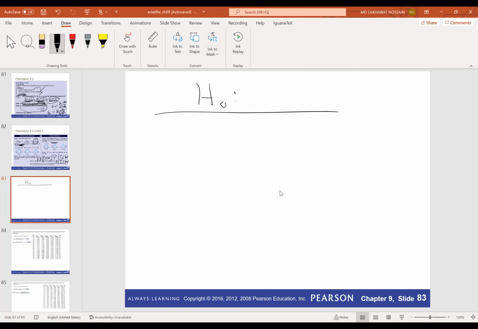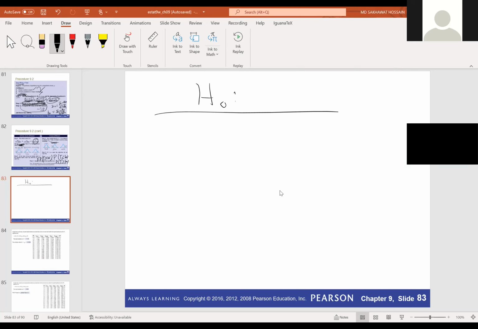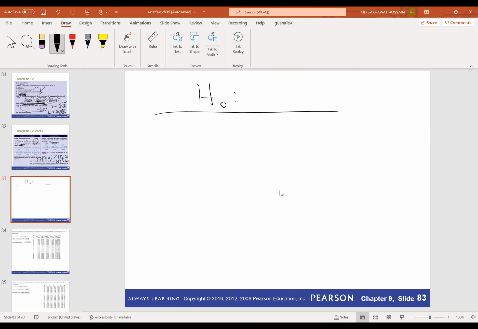Okay, so to make a decision about the hypothesis test, whether we'll be rejecting the null hypothesis or failing to reject it, there are two approaches. One is called the critical value approach, and the other one is the p-value approach. So what is the critical value approach?